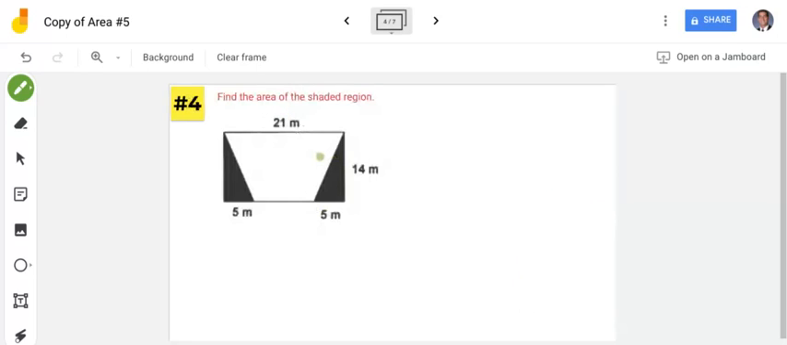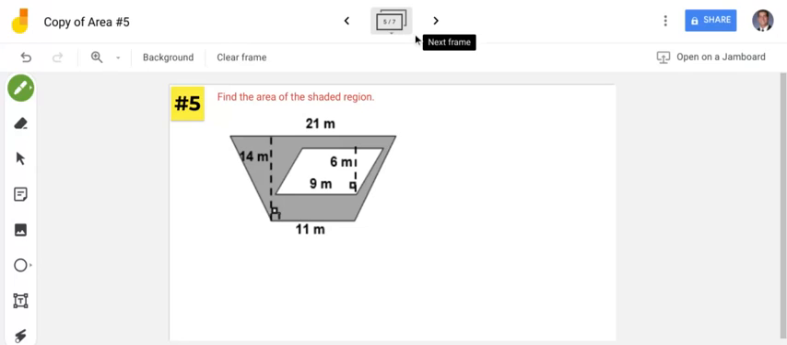Okay, number 4 here, you want the area of the shaded region. So as you can see, this shaded region is a triangle, and this shaded region is a triangle. It looks like it has a base of 5 and a height of 14. Okay, so find the area of this triangle, find the area of this triangle, and then add them together.